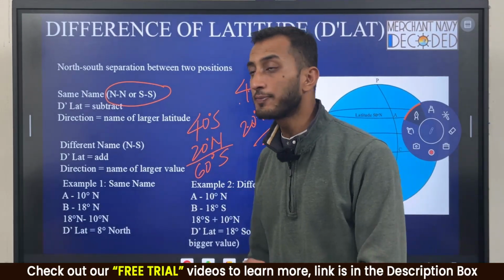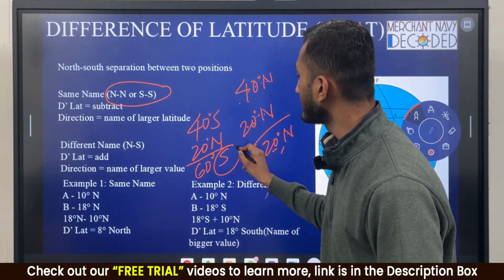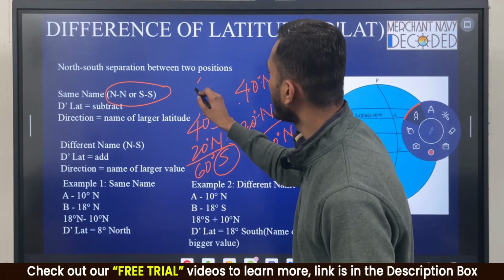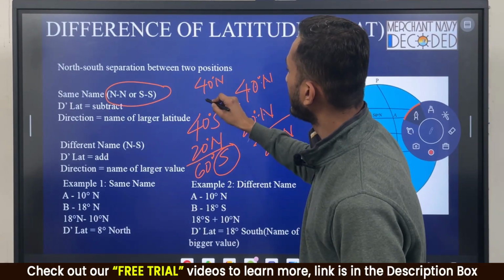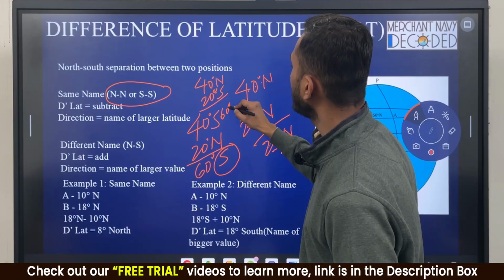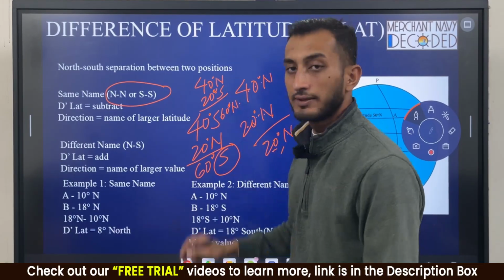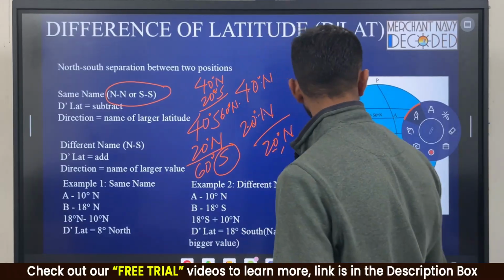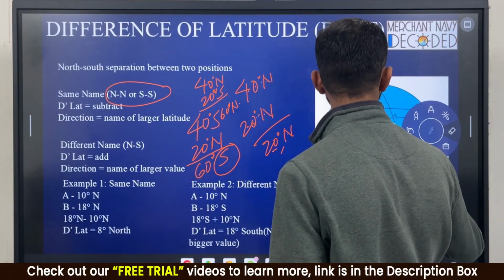If it is 40 degree south and 20 degree north, we add up to 60 degree south. Why did I write south? Because the name is taken by the bigger value. If 40 degree north had been there and it was 20 degree south, the difference would be 60 degree north, because the north value is higher than the south value. Now to give you a better picture, why do we add?